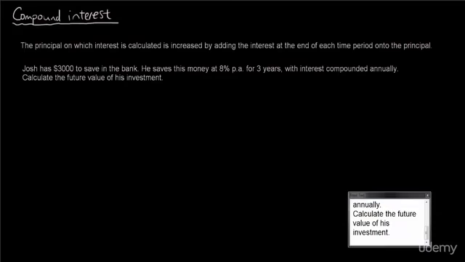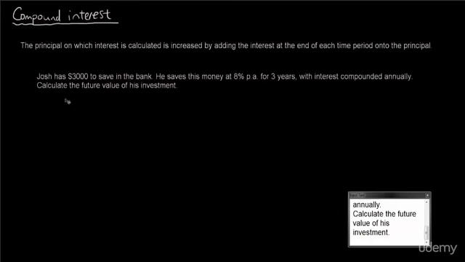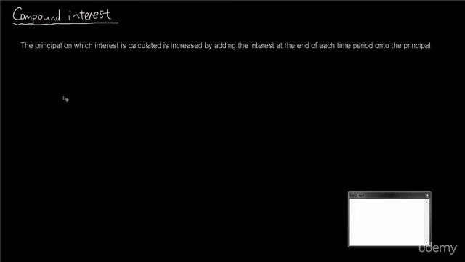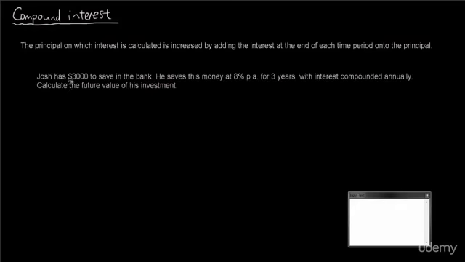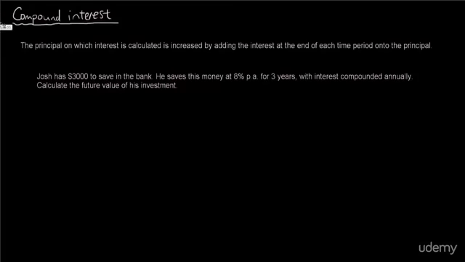So the way this is done is going to be quite different to simple interest. So I'll just do a quick reminder of how to do it if this was simple interest, and then I'll show you what compound interest is. So let's pretend, let's have two columns here. Let's do this problem as if it was simple interest. And let's do this problem as if it was compound interest.